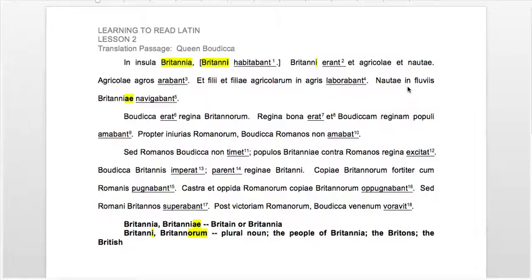Now I'd like to talk quickly about this particular sentence, nautae in fluviis Britanniae navigabant. And I would like to focus specifically on the prepositional phrase in fluviis, in the rivers, and then what we are supposed to do with Britanniae. Britanniae is a genitive case noun. Genitive case nouns should be used with either the noun that comes immediately in front of them, which in this case would be fluviis, or the noun that comes immediately after them. Since there is no noun immediately after Britanniae, we must use Britanniae as part of our prepositional phrase. So in fact, the prepositional phrase does not end with rivers, but with Britanniae. So in fluviis Britanniae is a phrase that must stay together, in the rivers of Britannia.